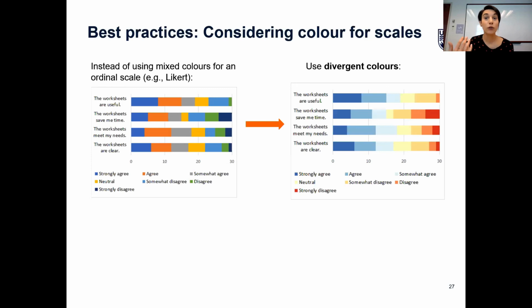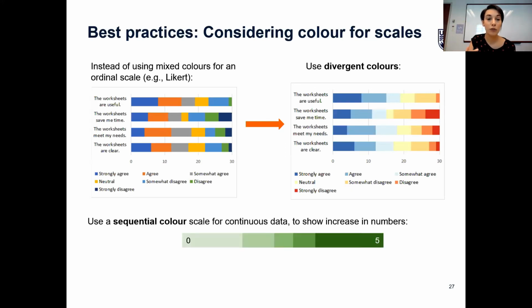This is a case where you're using a Likert scale, so it makes sense. You're going sort of from a positive to a negative, so it's divergent. If you're using something where it's continuous, using a sequential color can make more sense. So you're showing an increase in value, so going from lighter to darker helps to showcase this.